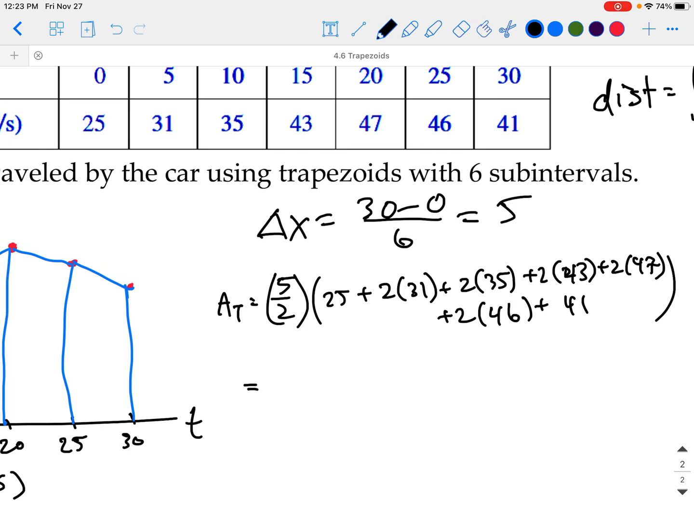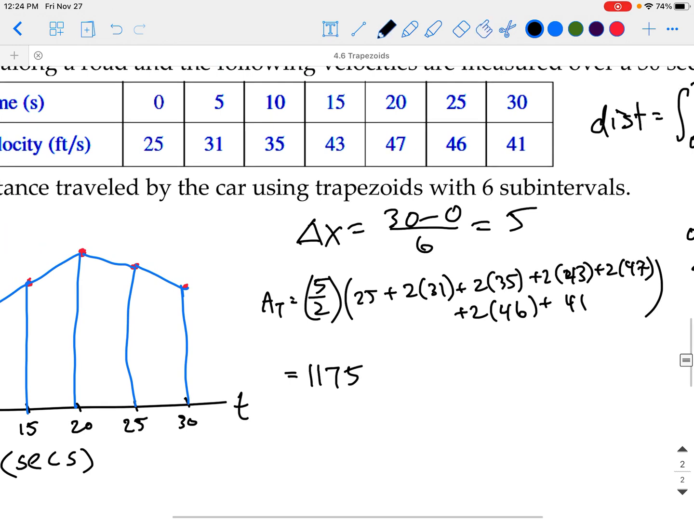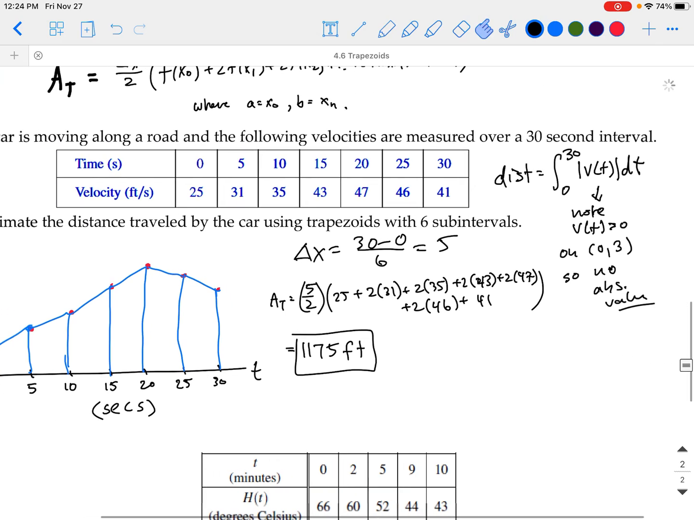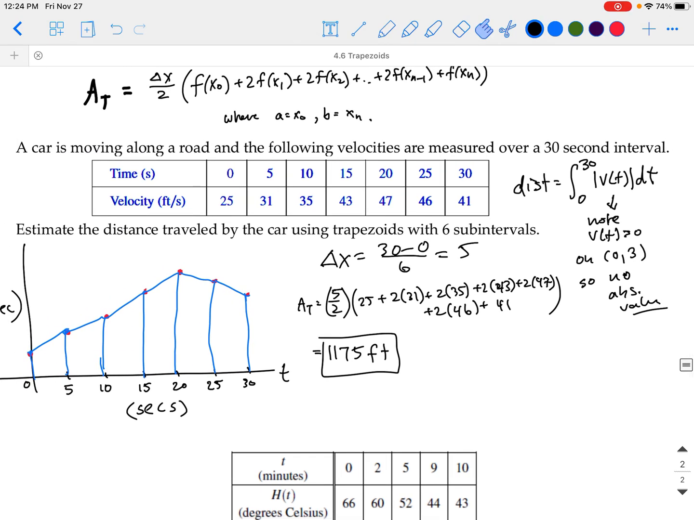And then the numbers here are a little bit nicer, so they're pretty easy to put into our calculator. So we'll have 25 plus 62 plus 70 plus 86 plus 94 plus 92 plus 41. And that's going to be times 5 divided by 2. And so we should get 1175, and our units are feet per second, so this is going to be feet. So 1175 feet is the approximate distance traveled in the 30 seconds, given the information from our table.